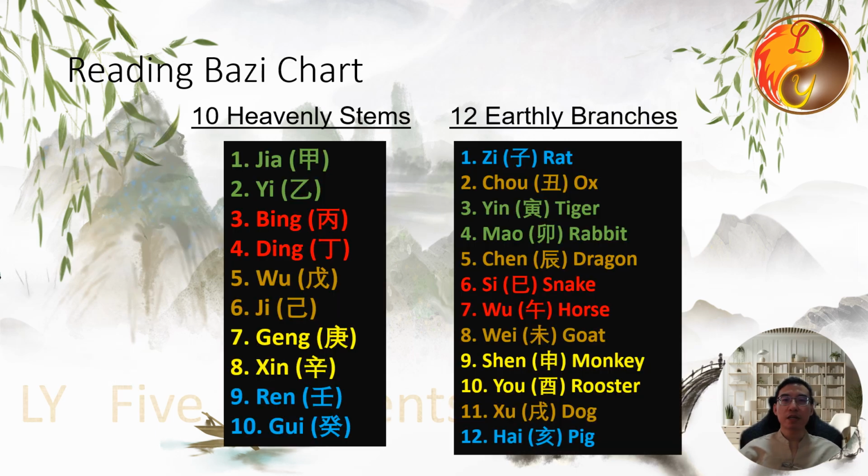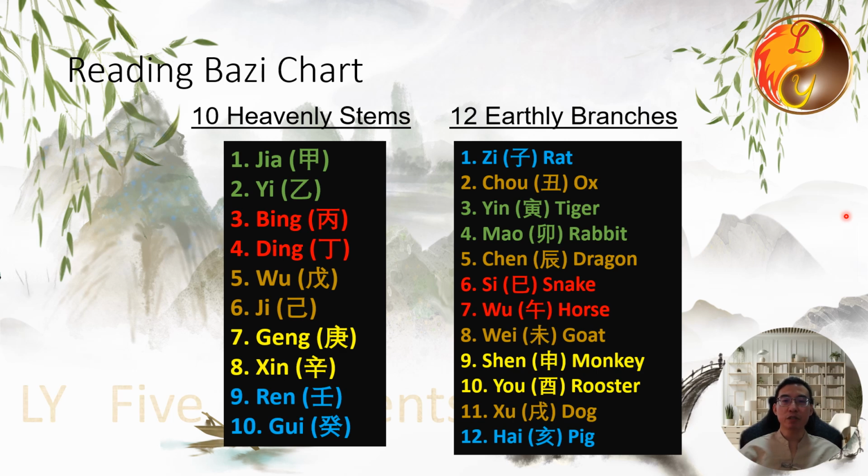Before we start looking at the Bazi chart, let's look at a brief introduction of the 10 heavenly stems and 12 earthly branches. They will be explained in more details in the later part of the course. There are 10 heavenly stems in total. Jia, Yi, Bing, Ding, Wu, Ji, Geng, Xin, Ren, Gui, representing the numbers 1 through 10, respectively. Each heavenly stem and earthly branch also carries its own meanings and significance.